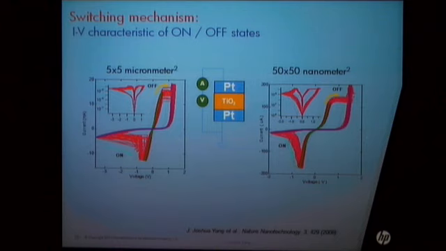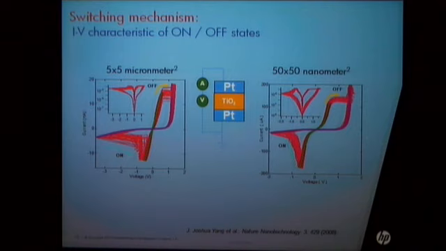Here you are looking at the typical IV switching loops from a micron-sized device and a nano-sized device. The nano-sized device needs a smaller current here, and you can see for this device you use a negative voltage. You can change the device state from a high resistance state to a low one. Then you get the device in the on state, as shown by the green IV. And you can reverse the voltage polarity. You change it to the high resistance state, as shown by the purple IV in the off state.